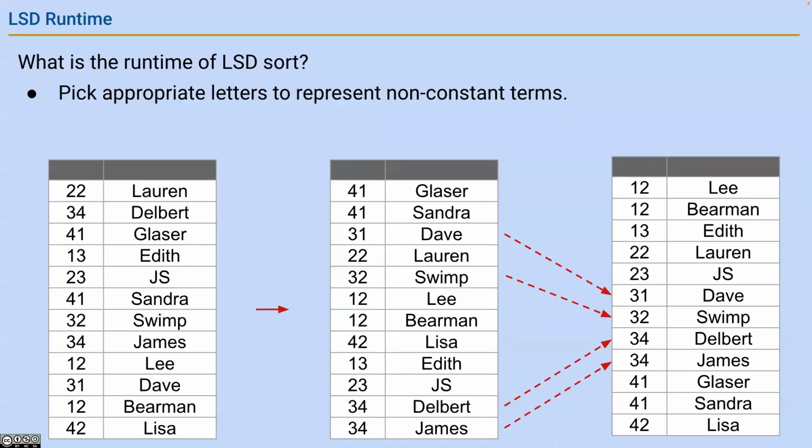So, a question for you. You should be convinced this sort works because it's just the combination of the two ideas we had before that we feel like they work. So I'm just going to skip correctness and go straight to runtime. What do you think is the runtime of LSD sort? It obviously has an N term, but I want you to make up an additional letter for something else that you might think of as non-constant.